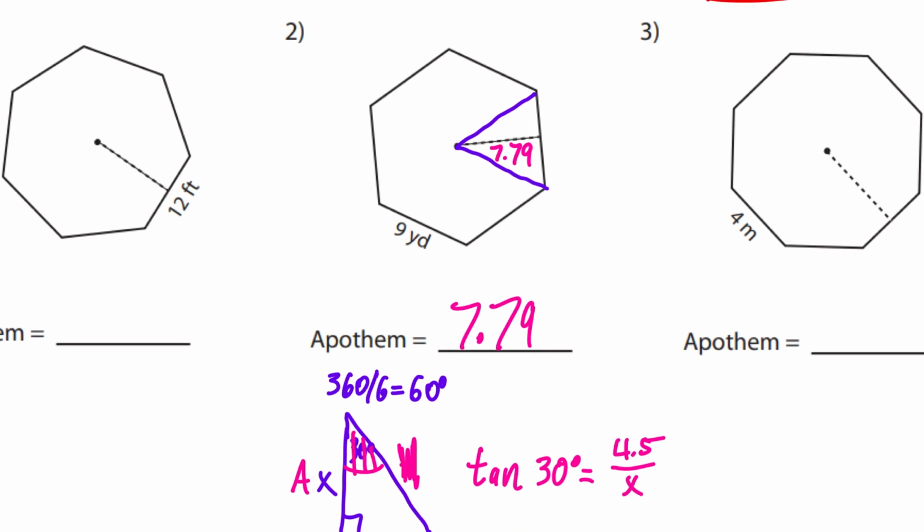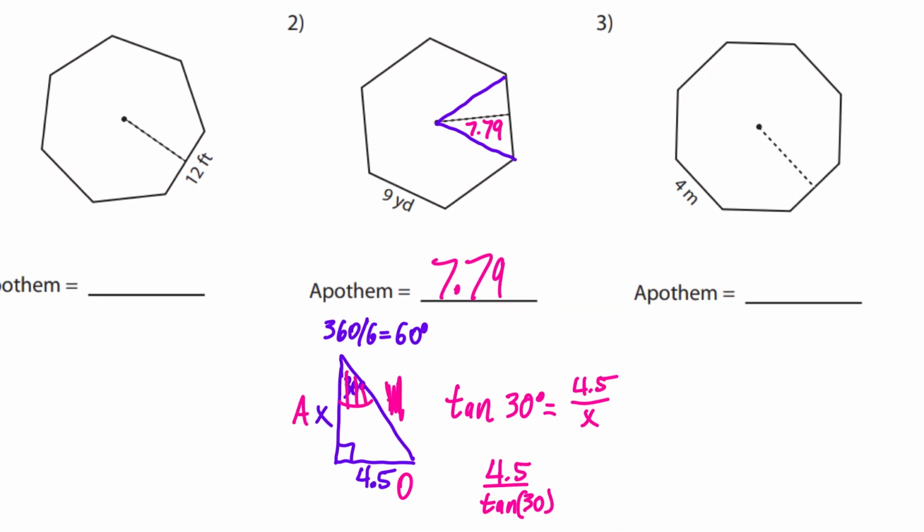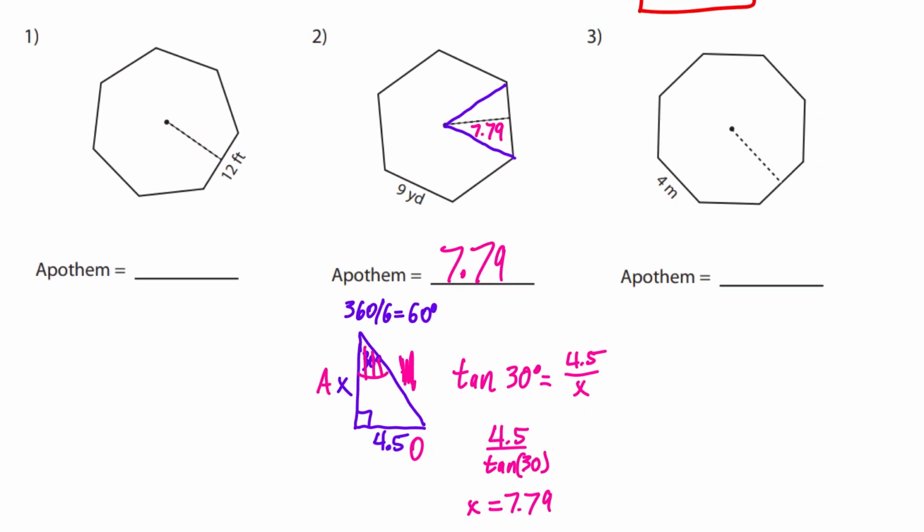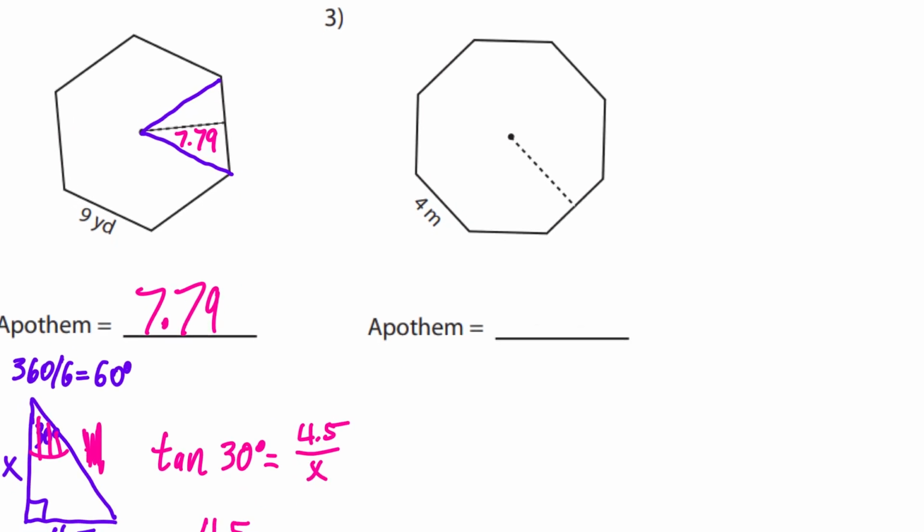Whatever you type it in, you type in 4.5 over tangent 30. And remember, where do you get to that tangent at? Trig. On our Inspire, you push trig. Will all these be tangent? Yep. It's going to end up working out the same way every time. Okay, understood that? Okay, try that on number 3.